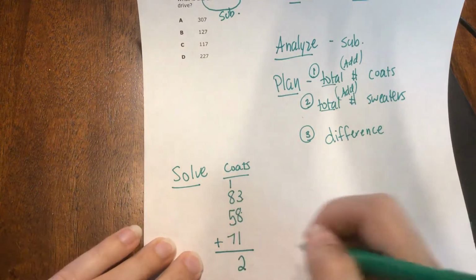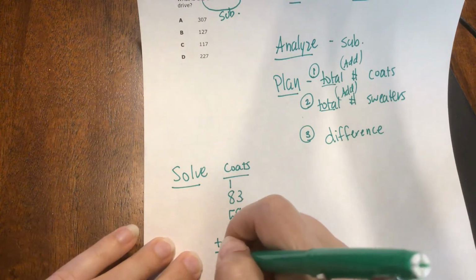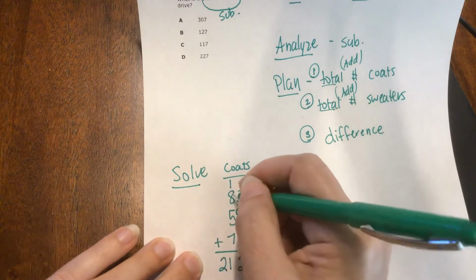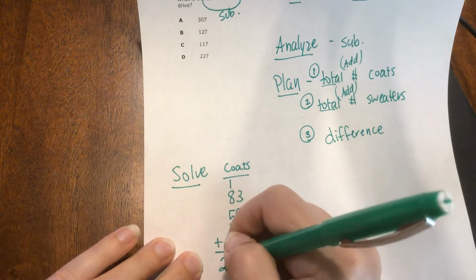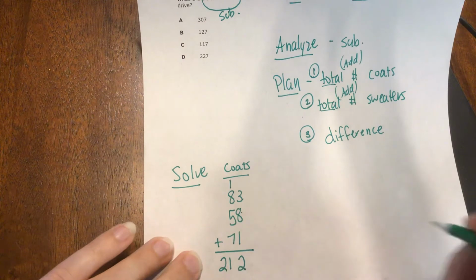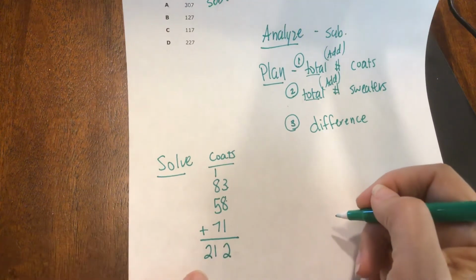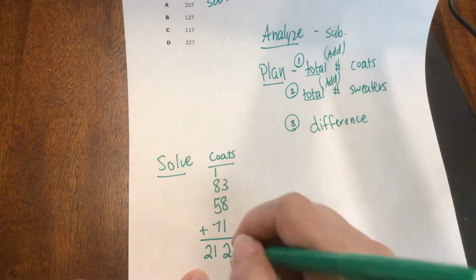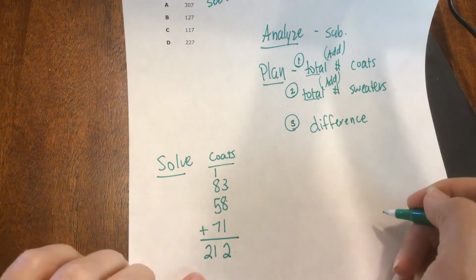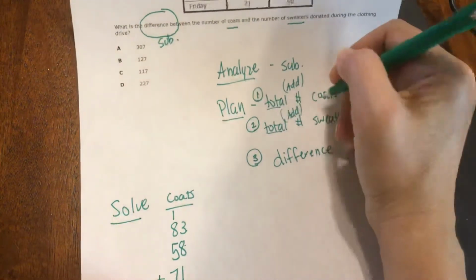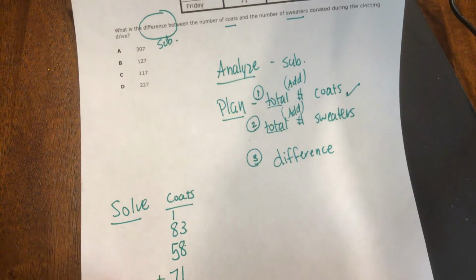21. If you got 21 in the tens place, you are correct. We don't have anything in the hundreds place, so I'm just going to put that 2 down here in my answer. So the total number of coats that were donated on those 3 days was 212. We have now done our first step.